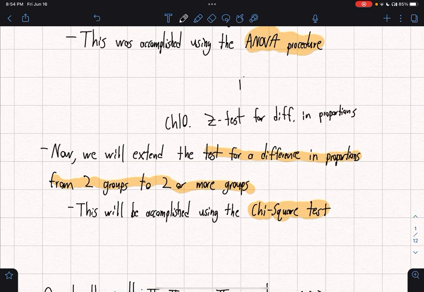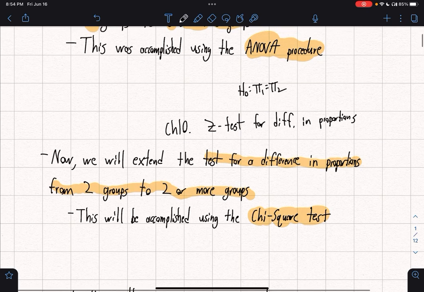So our null hypothesis was that pi 1 was equal to pi 2. The alternative was that they were different from one another. So here, we're just doing the same thing we did last chapter. It's just now we want to extend it past two groups. We might want to compare proportions between many groups. So we're going to do this with the chi-square test, just how in the last chapter we compared multiple means with the ANOVA procedure.